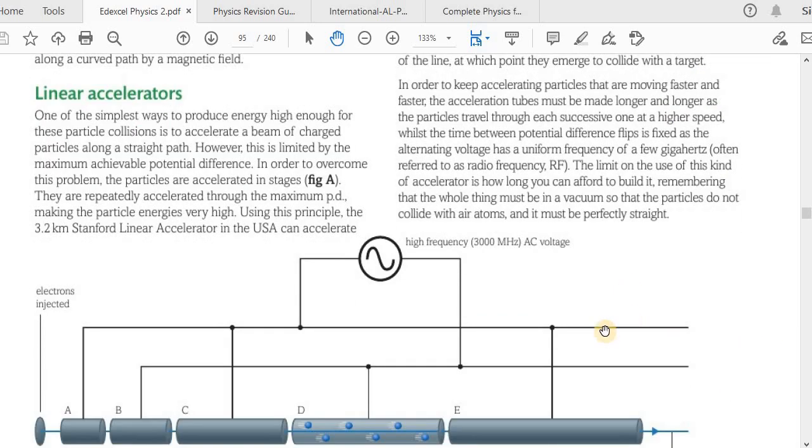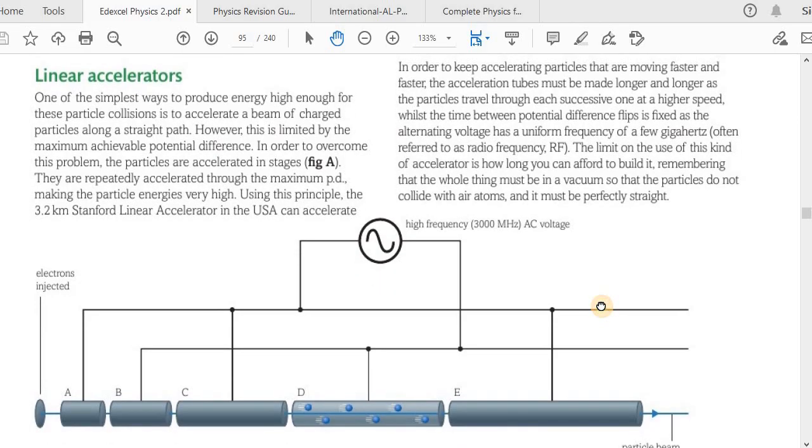In order to keep the accelerating particles that are moving faster and faster, so what happens is here it accelerates, then its speed keeps on increasing. That's why these tubes are longer. Otherwise it has to match this frequency, right? As soon as this comes out from here, the polarity of C and D should reverse. So that's why these tubes are longer from left to right.